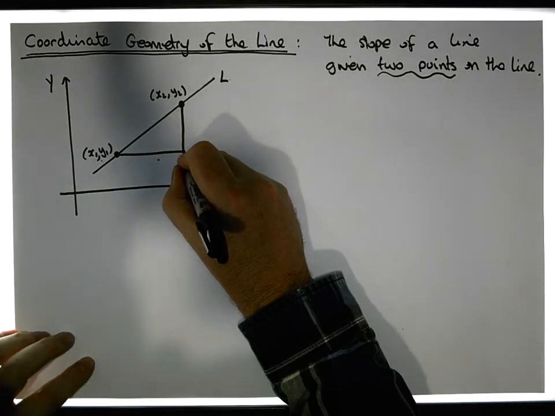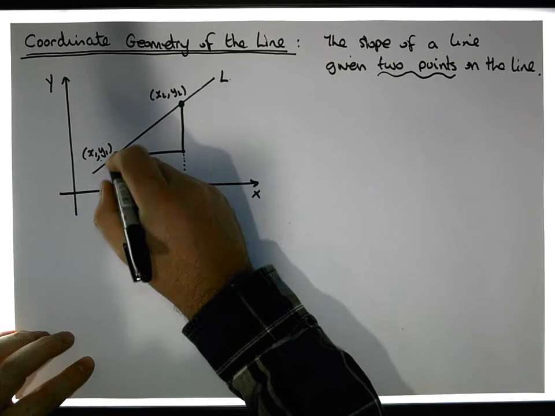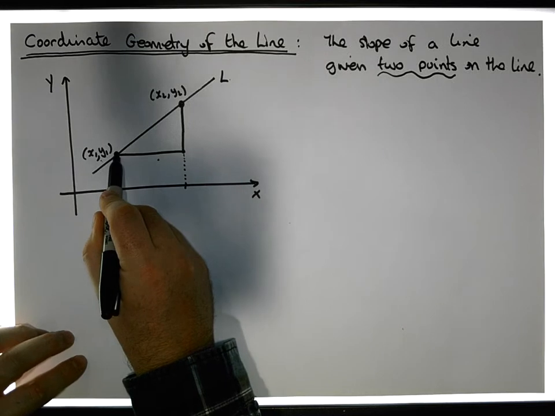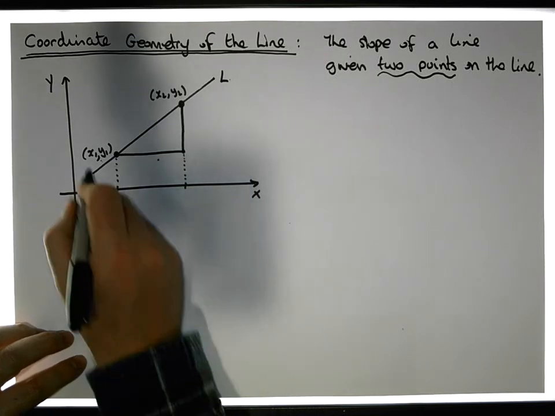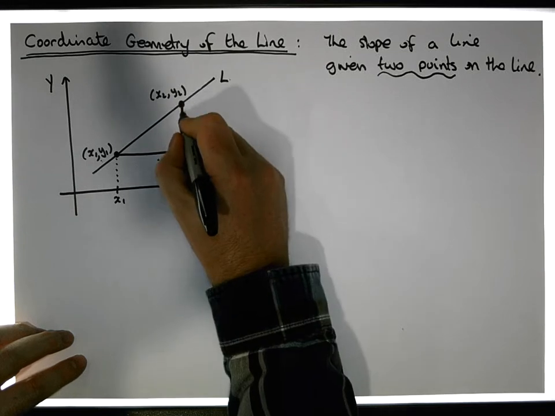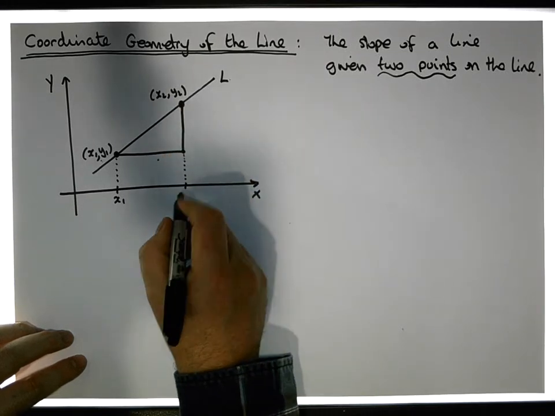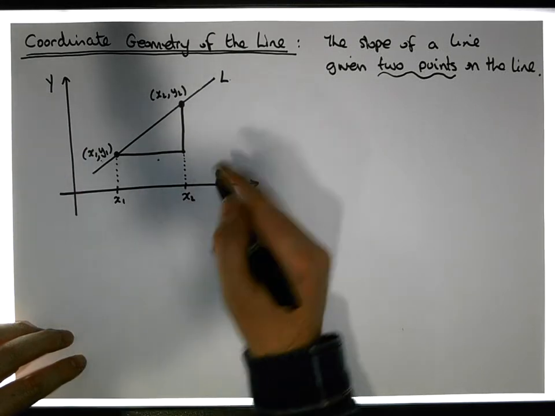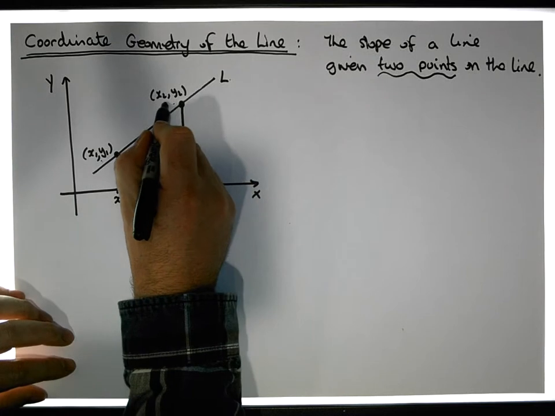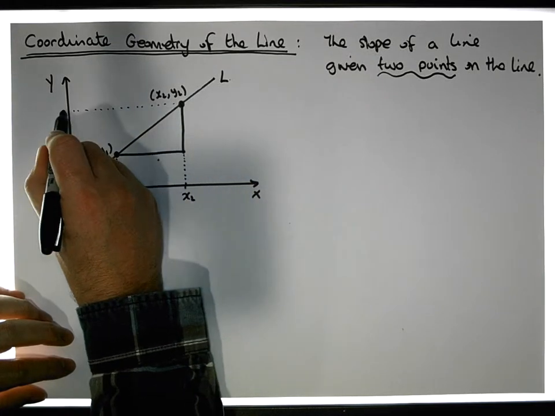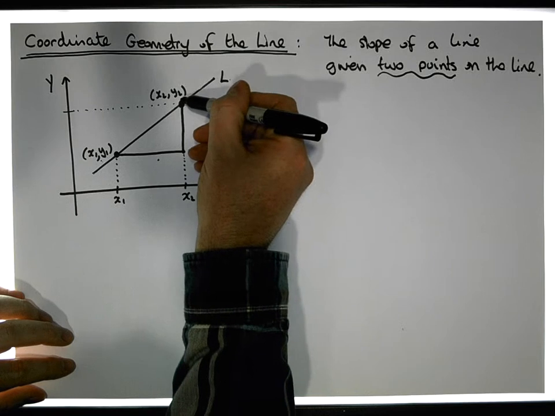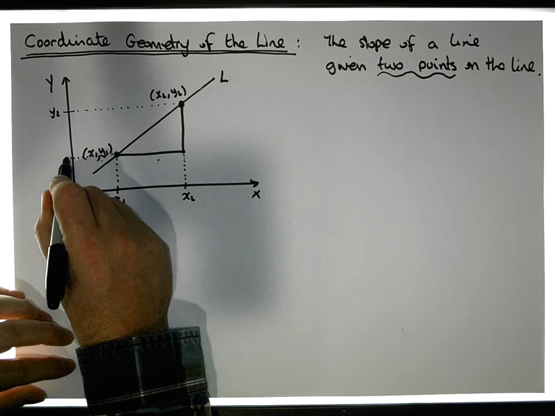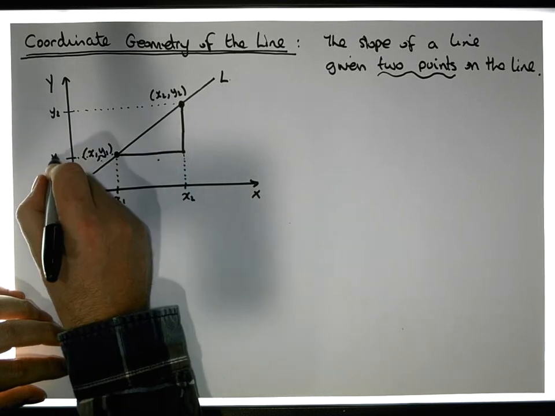Let me continue these particular values down here. When I drop the perpendicular from the point x1, y1, it cuts the x-axis at x1. This vertical, when I drop it down here, cuts the x-axis at the point x2, because this point is a distance of x2 in the x direction. Similarly, when I produce the horizontal across to the y-axis, this point is of height y2. And when I produce this point across to here, this is of height y1.